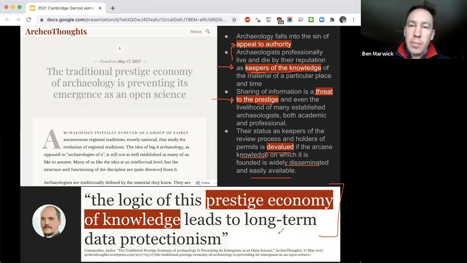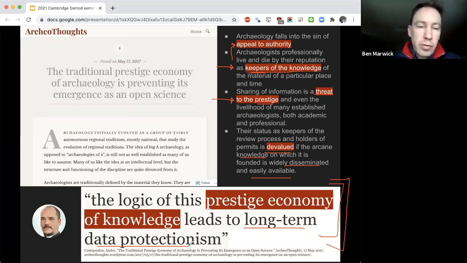You know, the senior important archaeologists that we respect and value, a lot of that comes partially from their intellectual power and experience, but also the fact they have a lot of data at their fingertips, maybe in a drawer, in a computer file somewhere, that perhaps they're not willing to share, or just not sharing because it may diminish their prestige in some way. So he says this leads to long-term data protectionism.